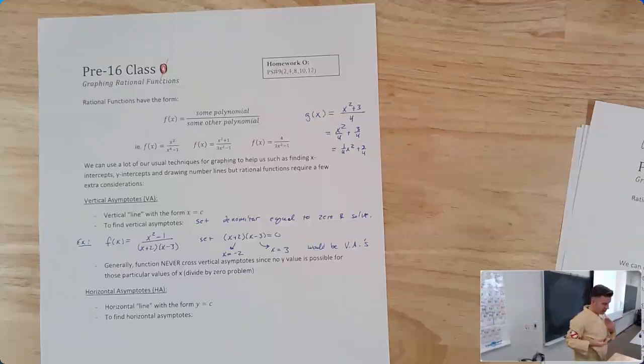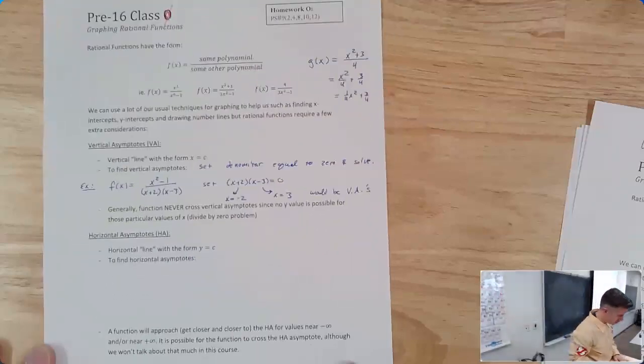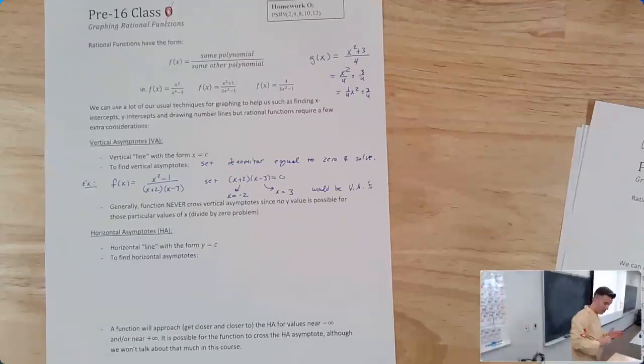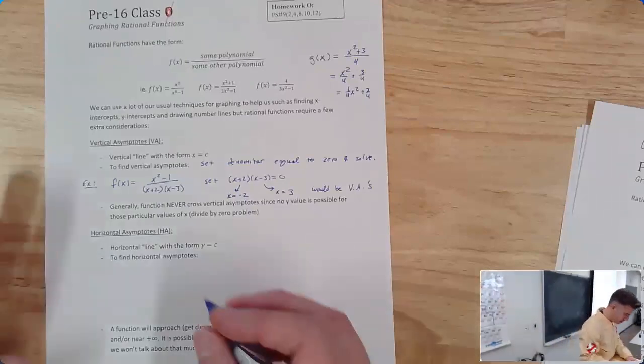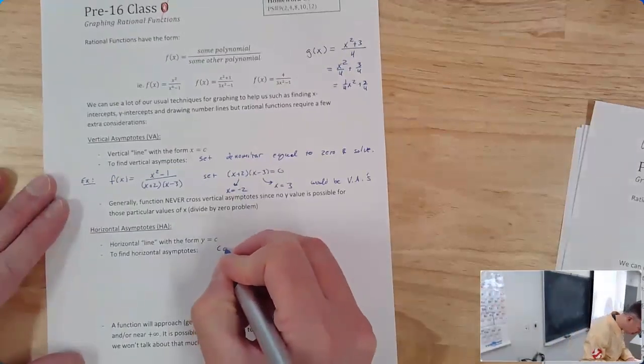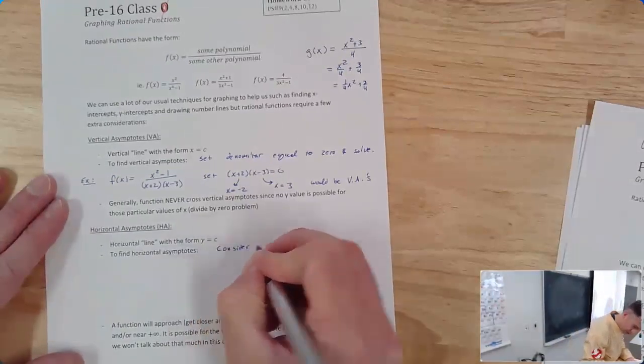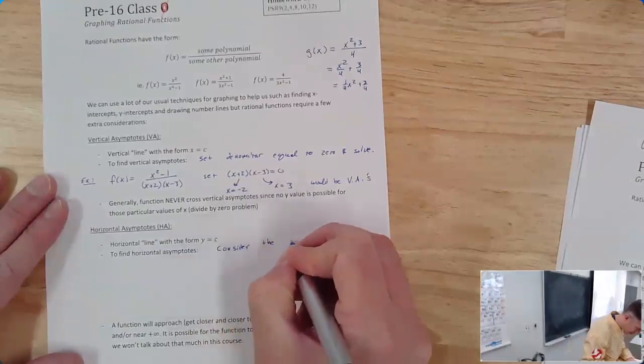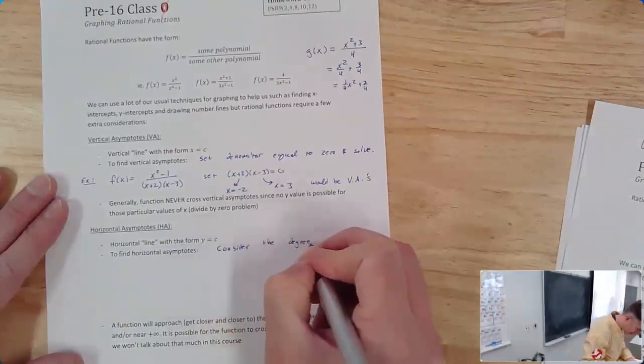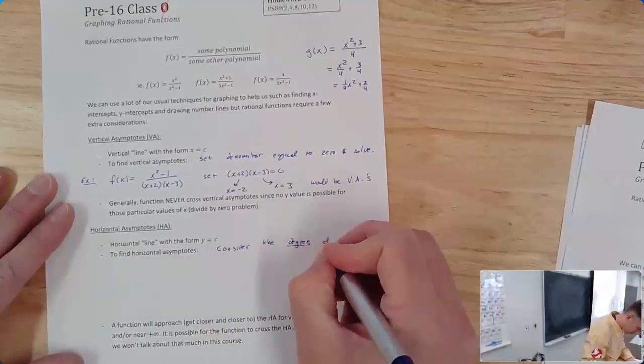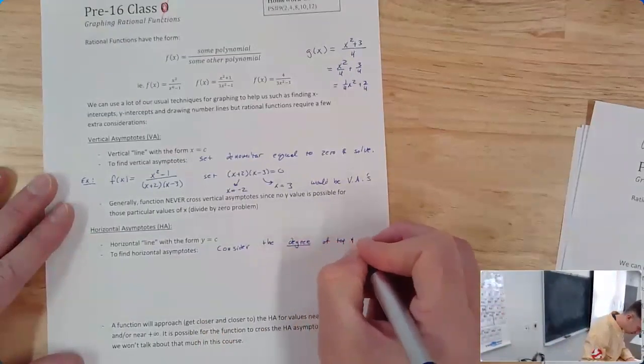The other sort of asymptotes that rational functions typically have are horizontal asymptotes. So a horizontal line would form y equals a constant. And to find a horizontal asymptote, there's actually a little bit more work we have to do, or a little bit more thought we have to give. So what we have to do is consider the degree of both the top and the bottom of your rational function.